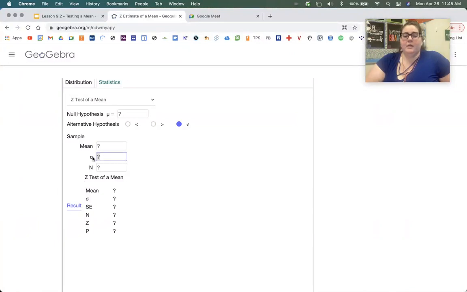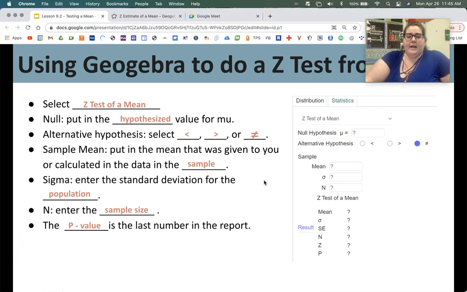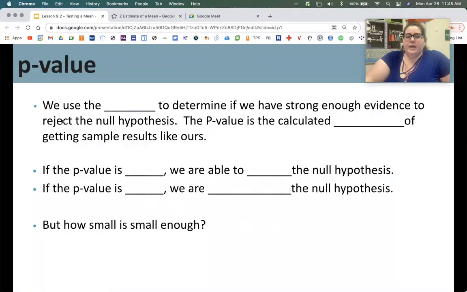So what was the mean? The symbol right here means standard deviation. And then n means the size of the sample, how many people or objects are in our sample. Once you've done all of that, at the very bottom will be your p-value. Remember, this is the probability of getting sample data like ours. It's the probability of seeing what we saw if the null were actually true. So we're going to do an example and actually do some interpreting in a second.